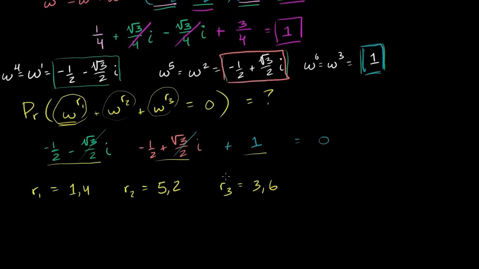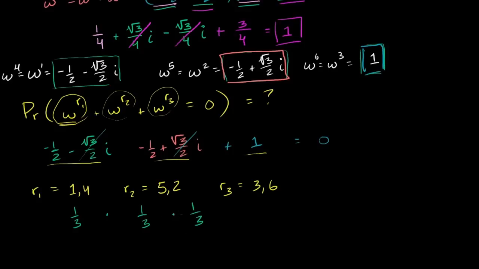So let's do that. What's the probability of that happening? Well, the probability that R1 is a 1 or a 4, that's 2 values out of 6, so the probability is 1/3 there. The probability that R2 is a 5 or a 2 is also going to be 1/3. That's 2 values out of a possible 6. The probability that R3 is a 3 or a 6, only 2 possibilities there, so 2 out of 6 possible faces of the die, so times 1/3.